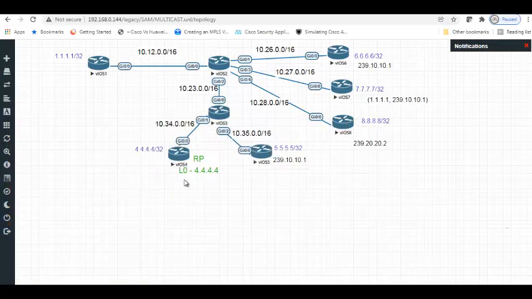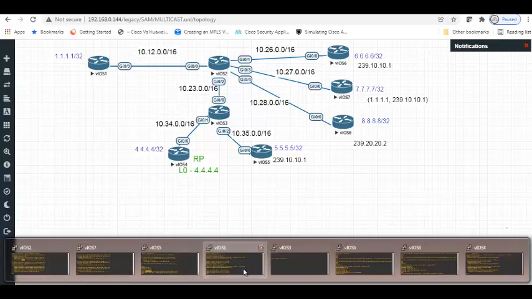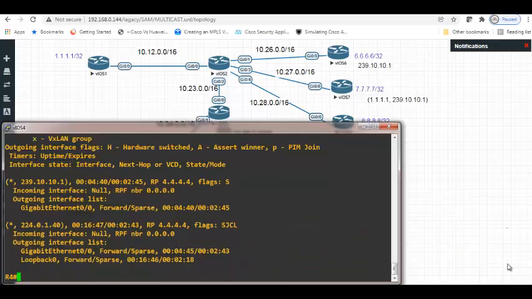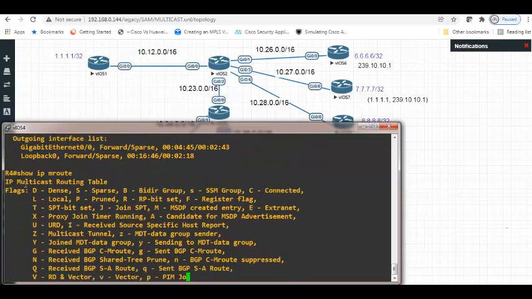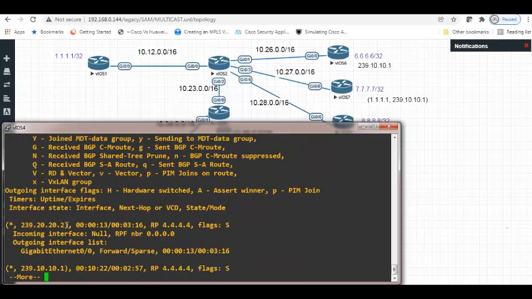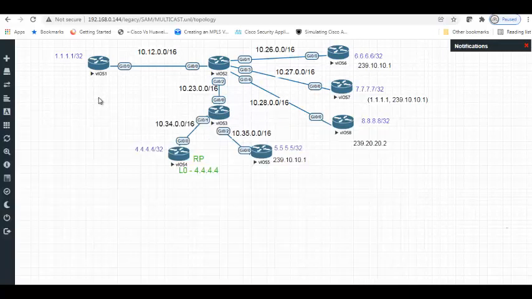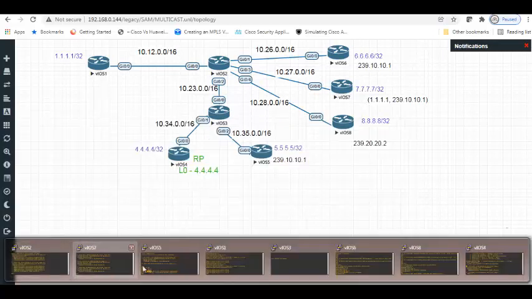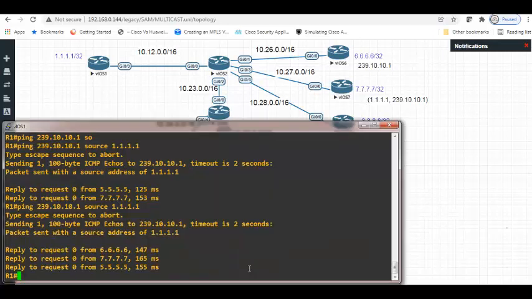The RP will know immediately because it's an RP. RP, where are you? Earlier it was not knowing about 239.20.20.2, but now it knows about it. Look at this. It knows the group, but it doesn't know the source. Now I'm going to ping from the same source. It can be the same source or a different source. I'm just going to use the same source for testing, to 239.20.20.2.